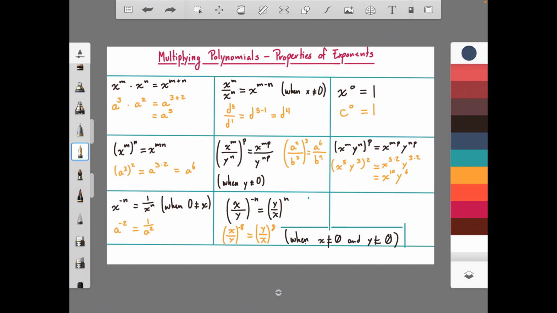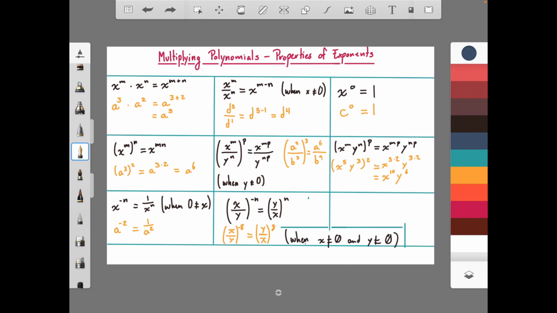Okay, so we can see this distributive property actually being used in the example below. It says x to the 5th power times y to the 3rd power, all of that raised to the 2nd power, is going to be equal to x to the 5 times 2 power and y to the 3 times 2 power. So the answer is going to be x to the 10th power times y to the 6th power, or x to the 10th and y to the 6th.